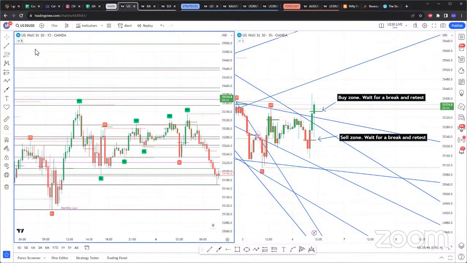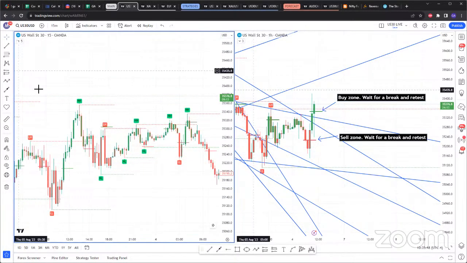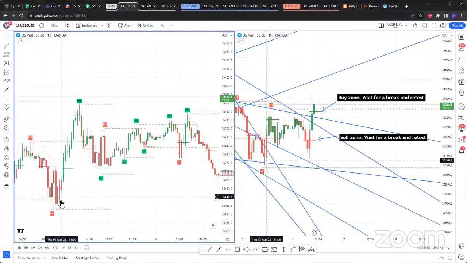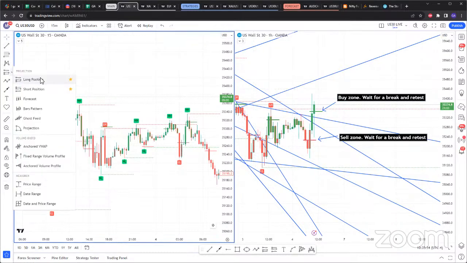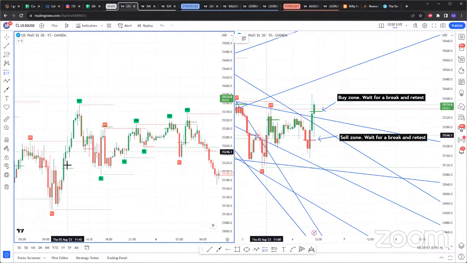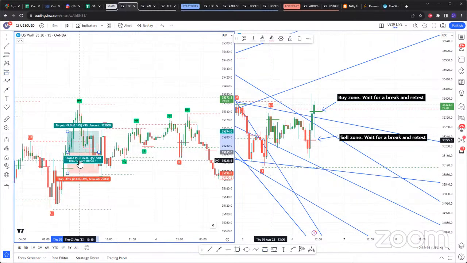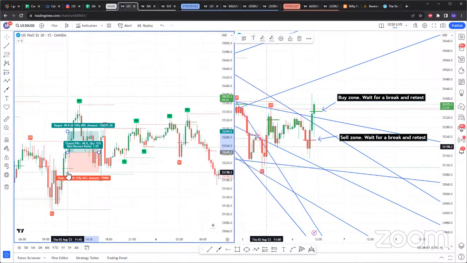35,136. Let me turn off the markups indicator so that we can see these zones. So I saw that rejection right there. If I was trading on the 15-minute time frame, this would have been the entry, right? Break and retest or break and closure above. That would have been my entry right here.